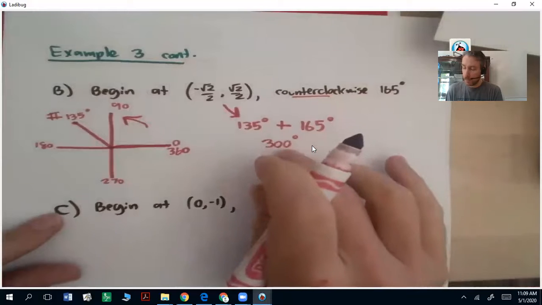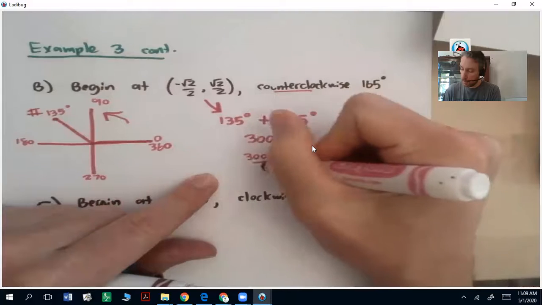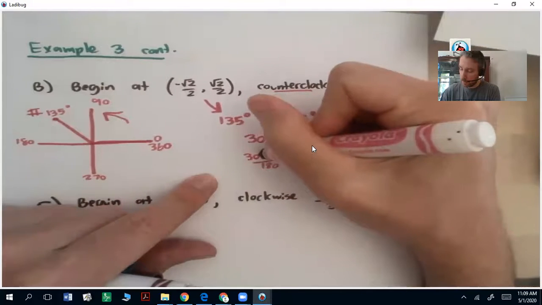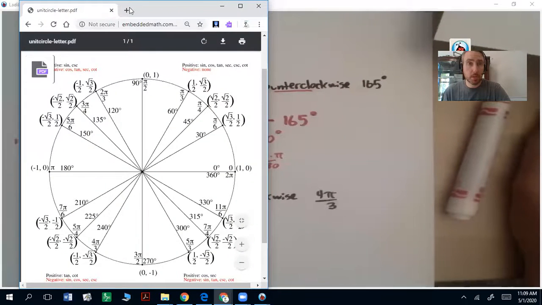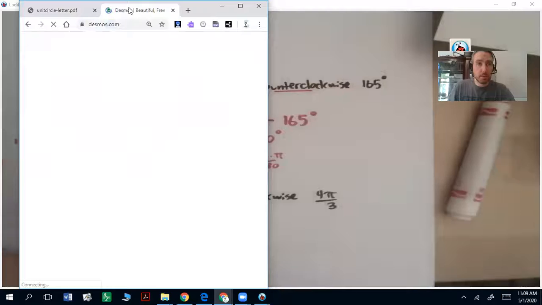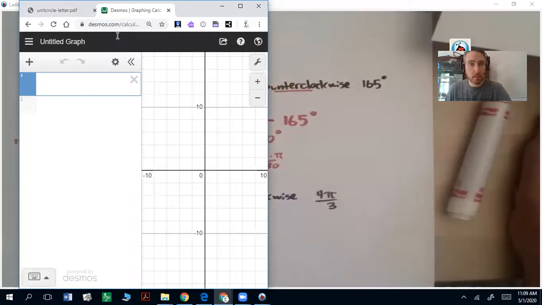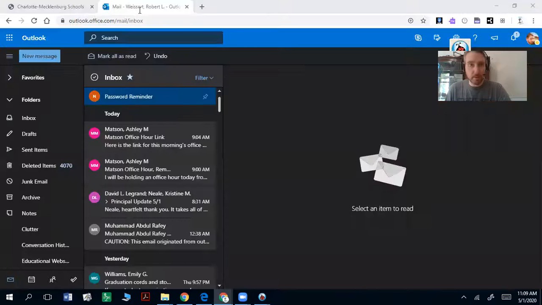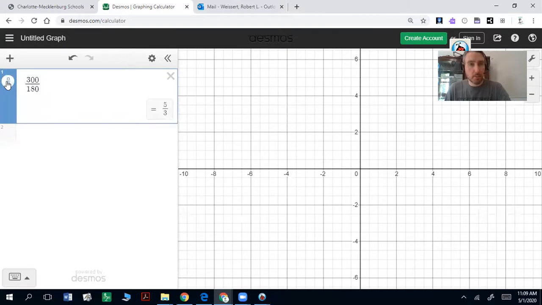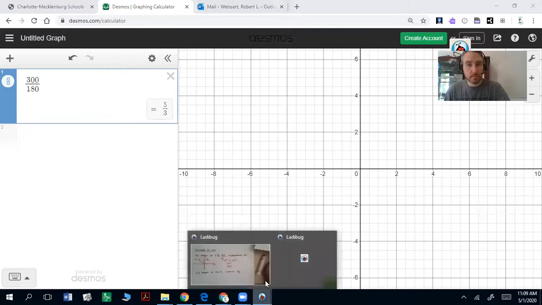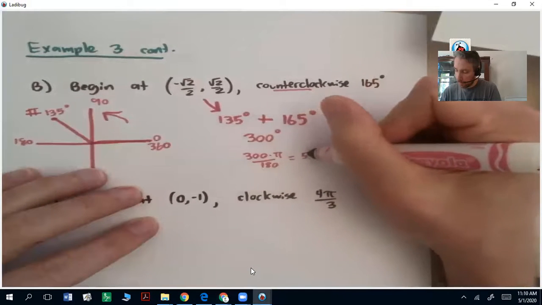And so I have my degree, and I can get my radian too if I wanted to, 300 times pi over 180. That one's a little harder to reduce, but you can use your calculator if you need to. You can do that by going to Desmos, or you can use your graphing calculator, and you would simply do 300 divided by 180, and hit the fraction bar, and that'll reduce to 5/3. So you can check that by hand if you want, but that's going to be 5 pi over 3.